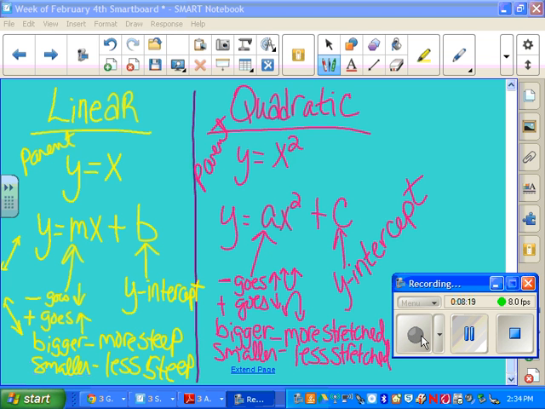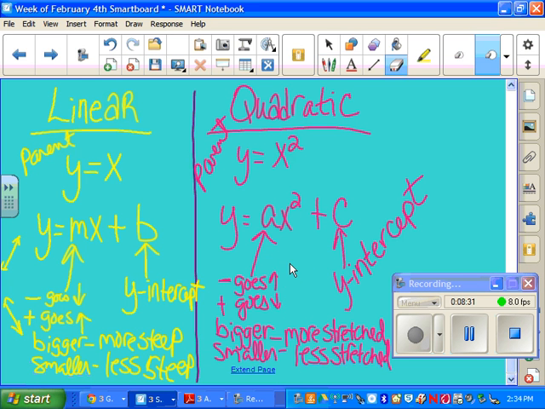Alright guys, looking at that quadratic side, looking back at that a, just like the slope on linear, the a, if it's negative, the parabola goes up. Oh, sorry guys, it's backwards. We're just going to rewrite it for you. If it's negative, the parabola goes down, and if it's positive, the parabola goes up.